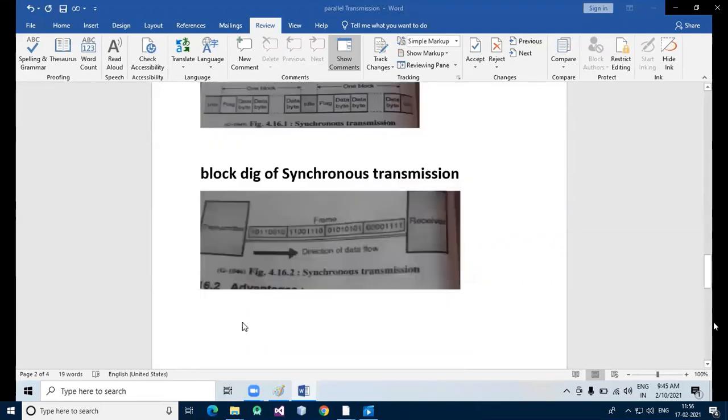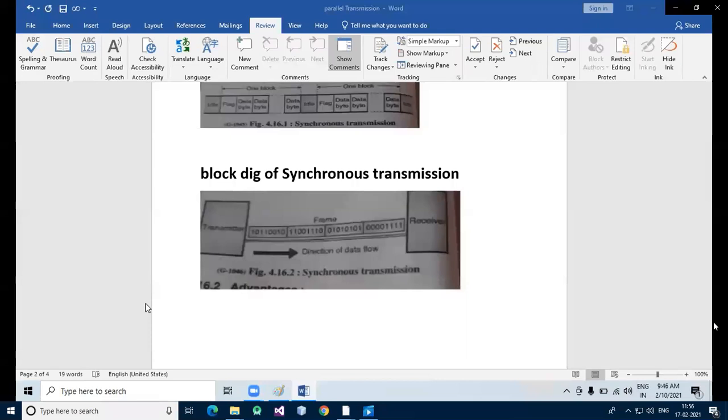This is the block diagram of synchronous transmission. In this diagram, you can see the block scheme of synchronous transmission; note the absence of gaps and start and stop bits. The advantage is that the speed of transmission is much higher than that of asynchronous transmission. This is due to the absence of gaps between the data units and the absence of start and stop bits. Start and stop bits are not needed anymore.